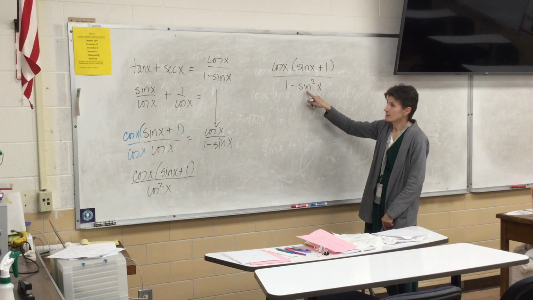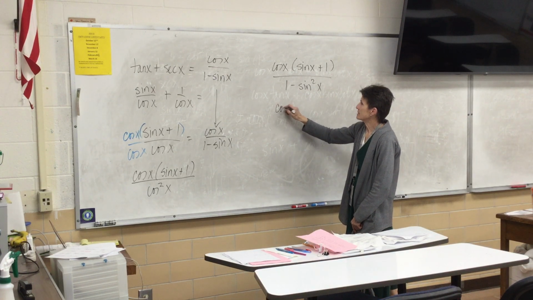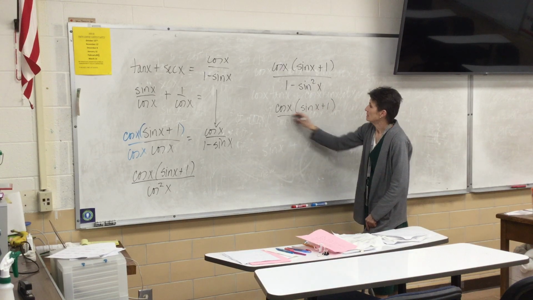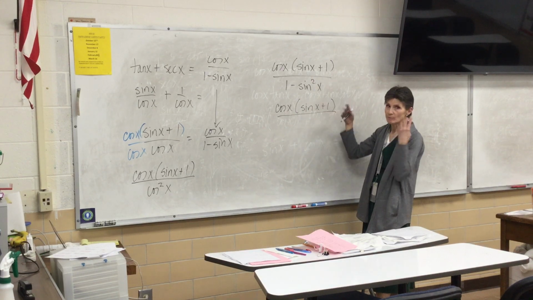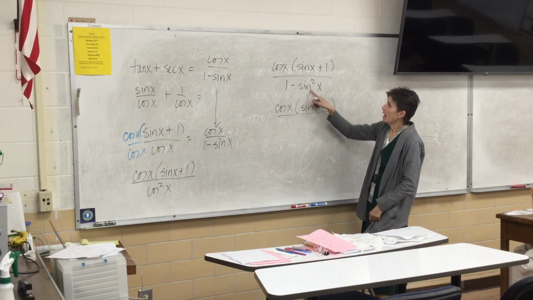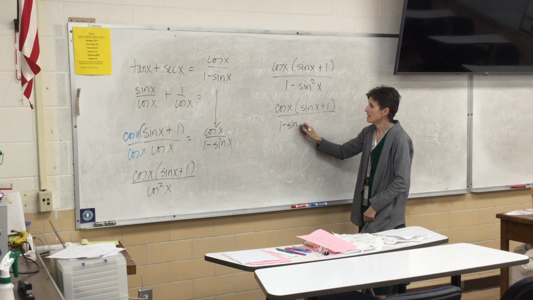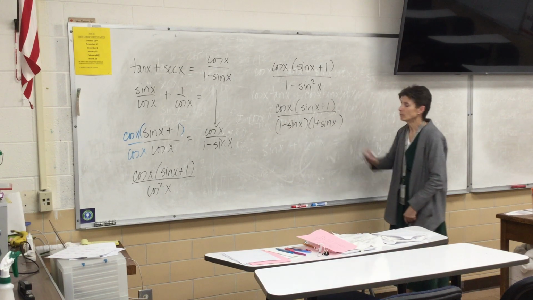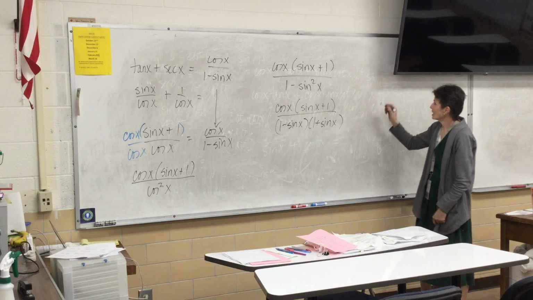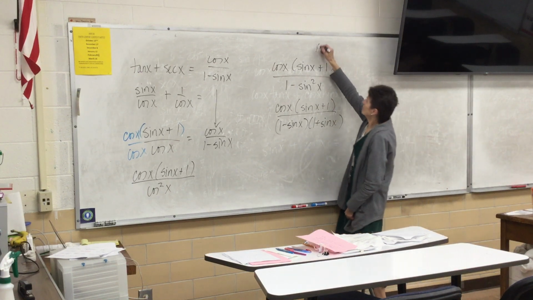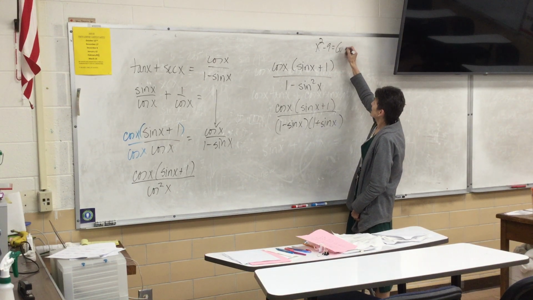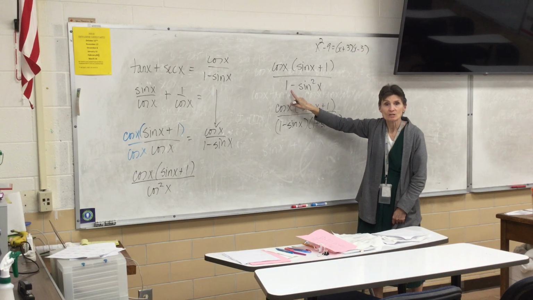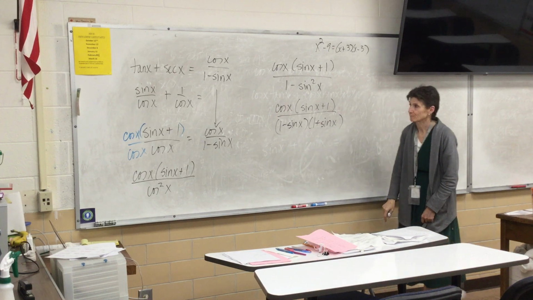This, my friends, in the denominator here, is the difference of squares. I didn't do anything to the numerator, I'm just bringing it along. But the denominator is 1 minus sine, 1 plus sine. It's the difference of squares, just like x squared minus 9 is x plus 3, x minus 3. This is exactly the same thing. It's a square minus a square.